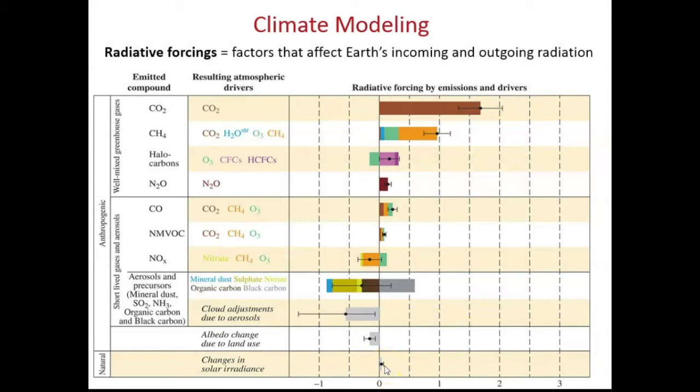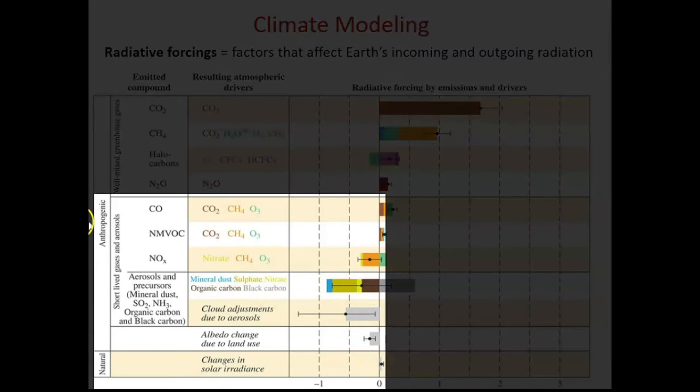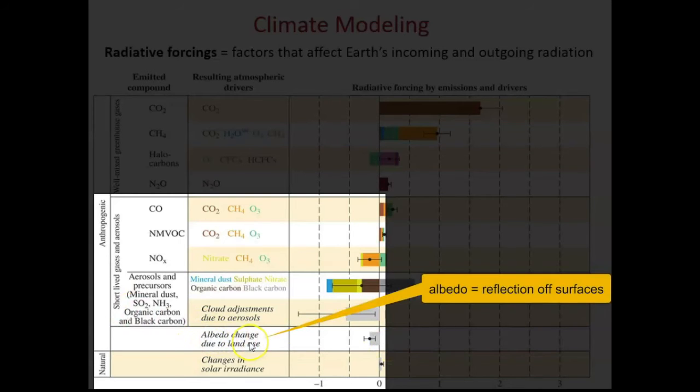Looking at the cooling effects, these are negative anthropogenic. Clouds are the biggest question mark. So there's a big kind of error, because clouds do cause cooling. And the question is, will there be more clouds because there's going to be more evaporation to create more clouds when there's more heating? There is also a term here called albedo change. Albedo is reflection off surfaces.